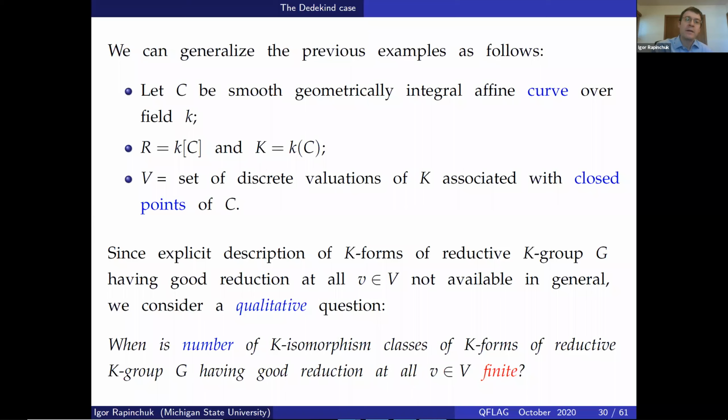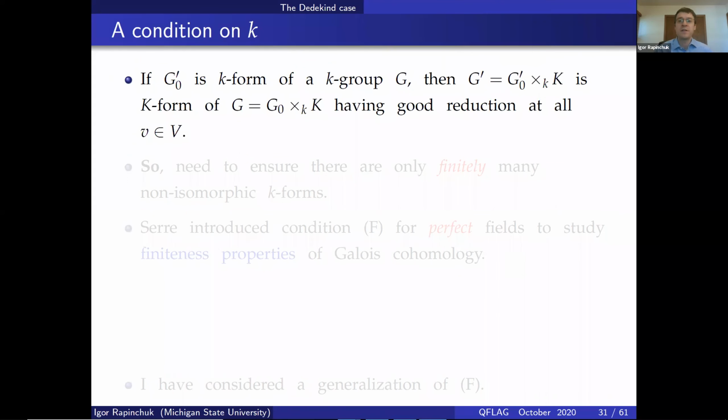Well, before formulating a conjectural answer that is suggested by some of our recent work, I should point out that we really need to impose some assumptions on our field little k for a very simple reason, in order to be able to answer this question. The reason is that if we have our group defined over little k, and we take a form over the base field and base change it up to the function field, then this is a form which has good reduction at all v in V. So in particular, we need to ensure that there are only finitely many forms over the base field.